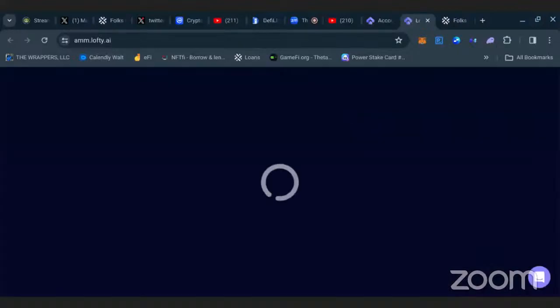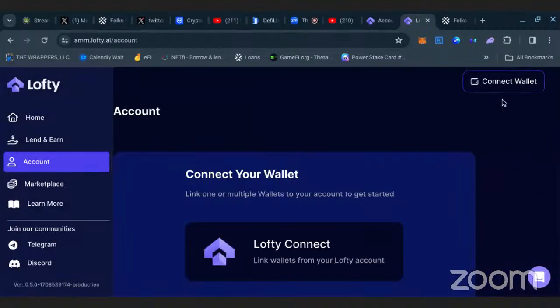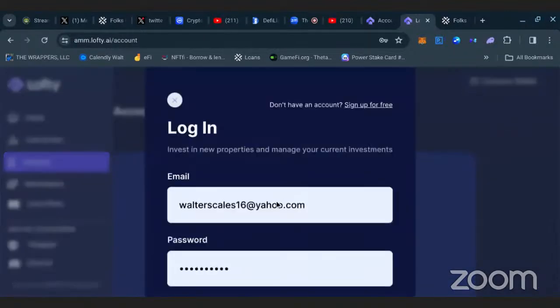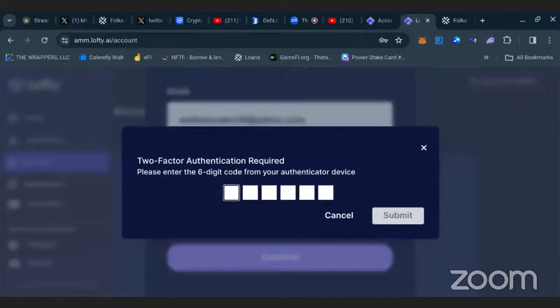So the issue that I was having with Lofty that it fixed, the team fixed the bug or whatever, and this is really moving. I was not able to see my account balance. Oh my God, all of this security.